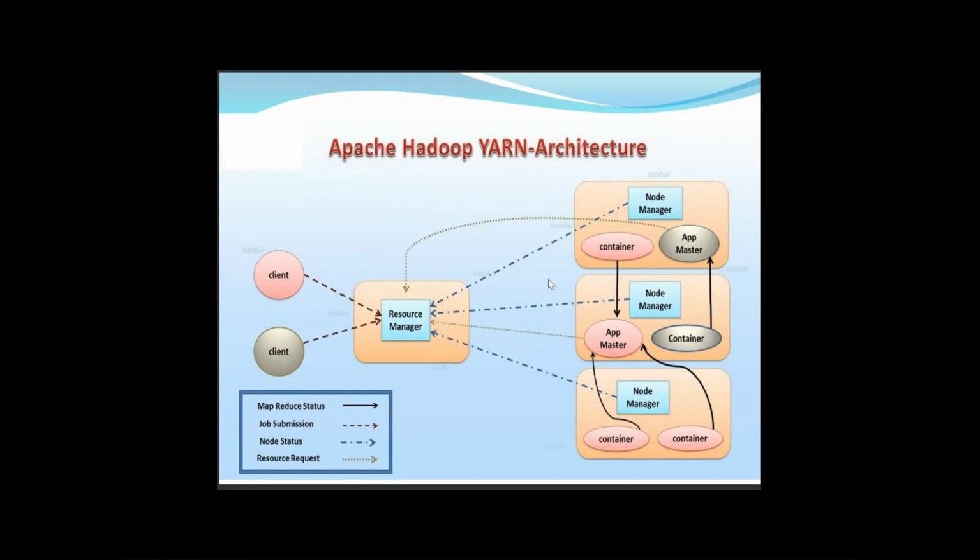So here is the architecture of YARN. Let's dive into the architecture. YARN follows a master-slave model. At the top, we have the ResourceManager, which is the master.